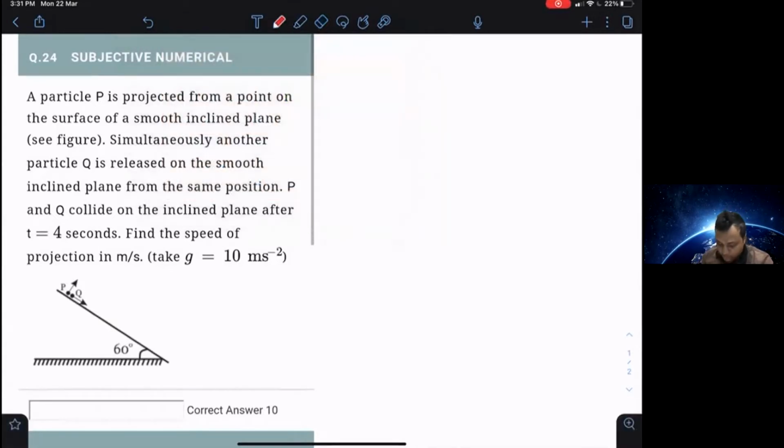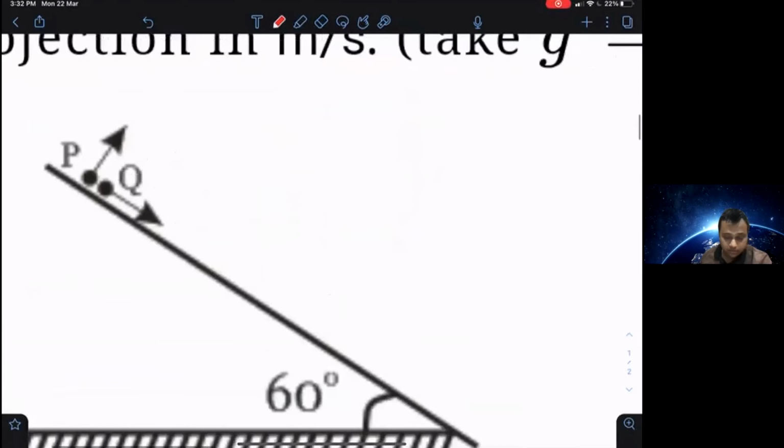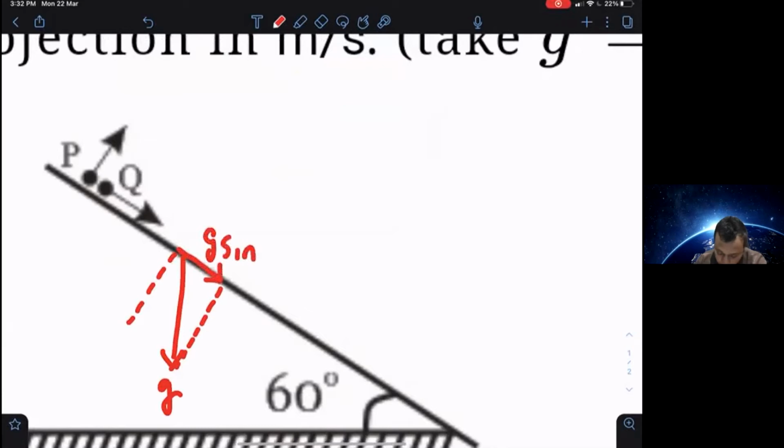Now, what is given is that one particle P is projected from the inclined plane, and the other particle is simply slid down. So this Q is simply released from rest and it will undergo straight line motion along the inclined plane because of the acceleration component of gravity. So g, the acceleration due to gravity, which is vertically downwards, can be divided into two components. One component is g sin theta. The angle of inclination of the inclined plane is 60 degrees. And the other is g cos 60.